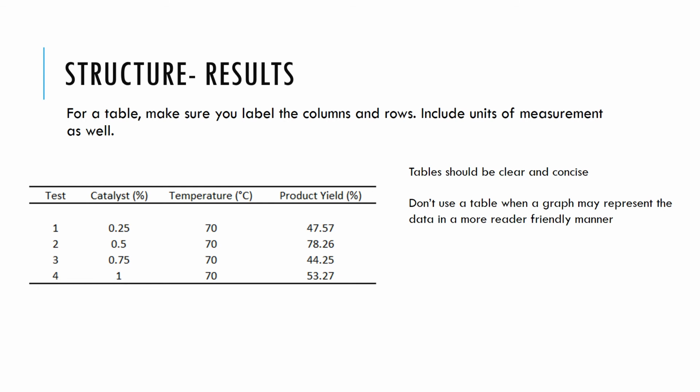For tables then, make sure you label the columns and rows and make sure you include those units of measurement, otherwise the numbers in your table mean absolutely nothing. Tables have to be clear and concise, and most importantly then, don't use a table when a graph may represent the data in a more reader-friendly manner.